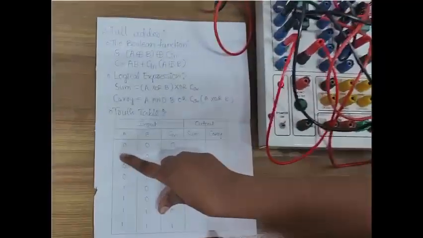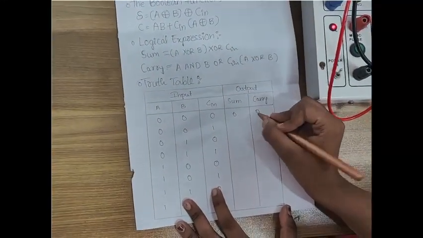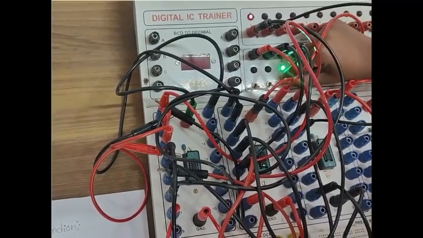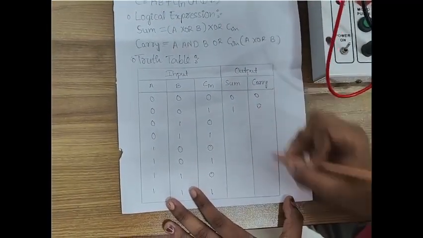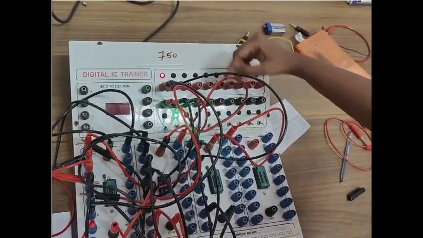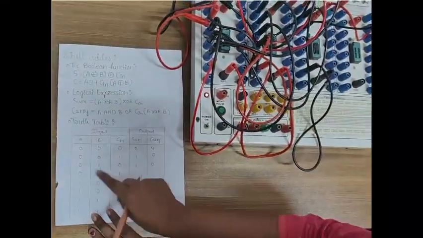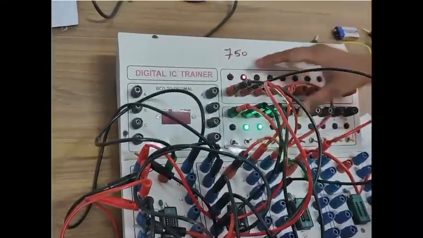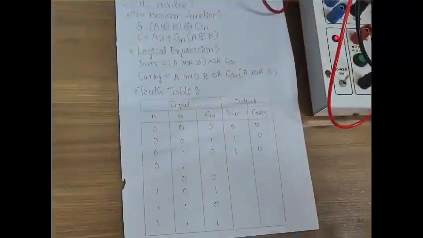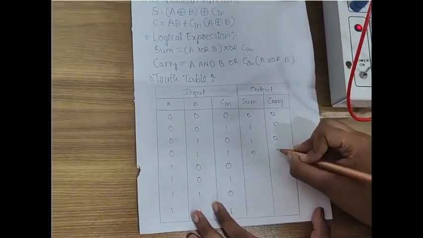First we will give all as 0: A, B, C in 0. We are getting sum 0 and carry 0. We'll write it down, 0 and 0. Then we will give 0, 0, 1. C in is 1. We are getting sum 1, carry 0. Then we give 0, 1, 0. B is 1. Then we get sum 1, carry 0. Then 0, 1, 1. B and C in are 1, so sum 0 and carry 1.